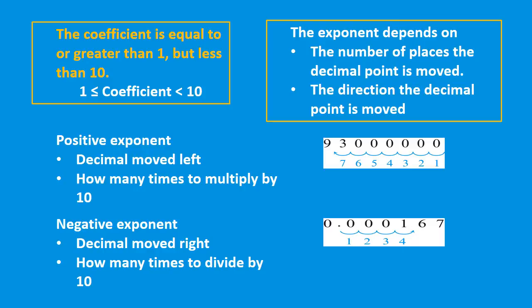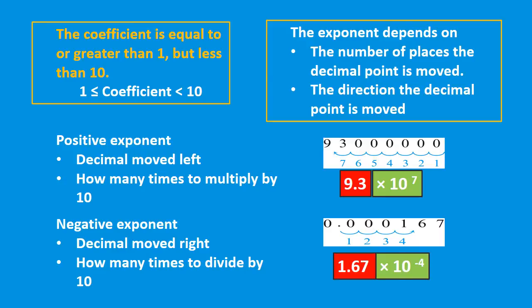So if we have these numbers, it means we have one digit before the decimal point. The first one will be 9.3 times 10 to the 7. Because we moved it to the left, it's positive. And we moved it 7 times. And the second one, we get 1.67 times 10 to the negative 4, because we moved it to the right 4 times.